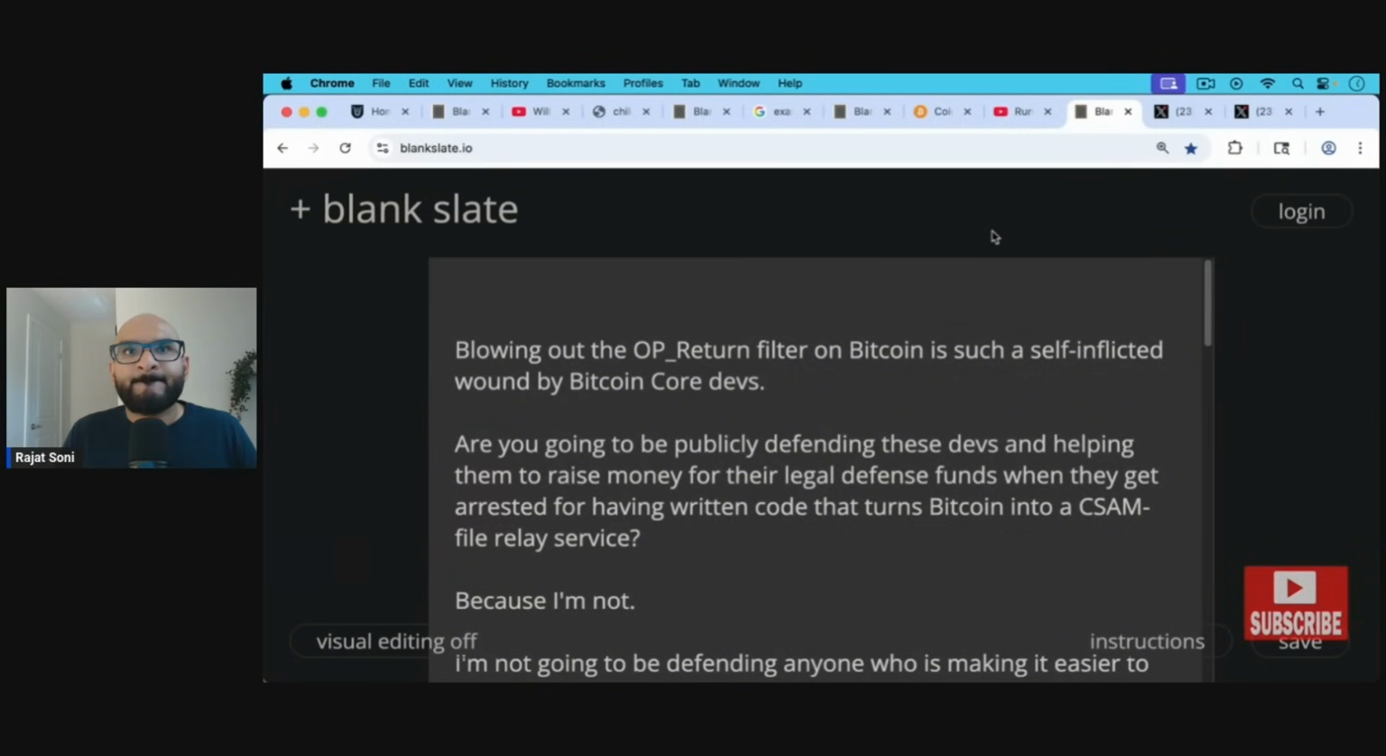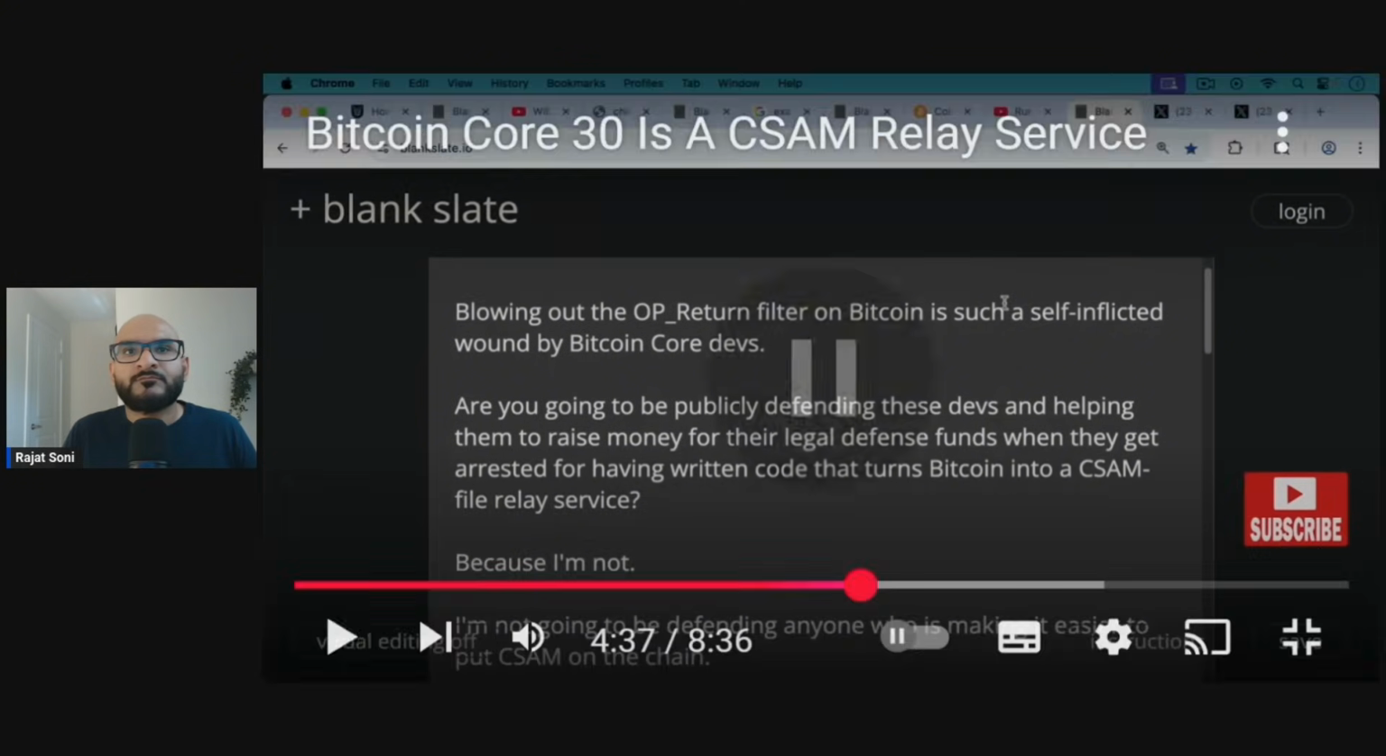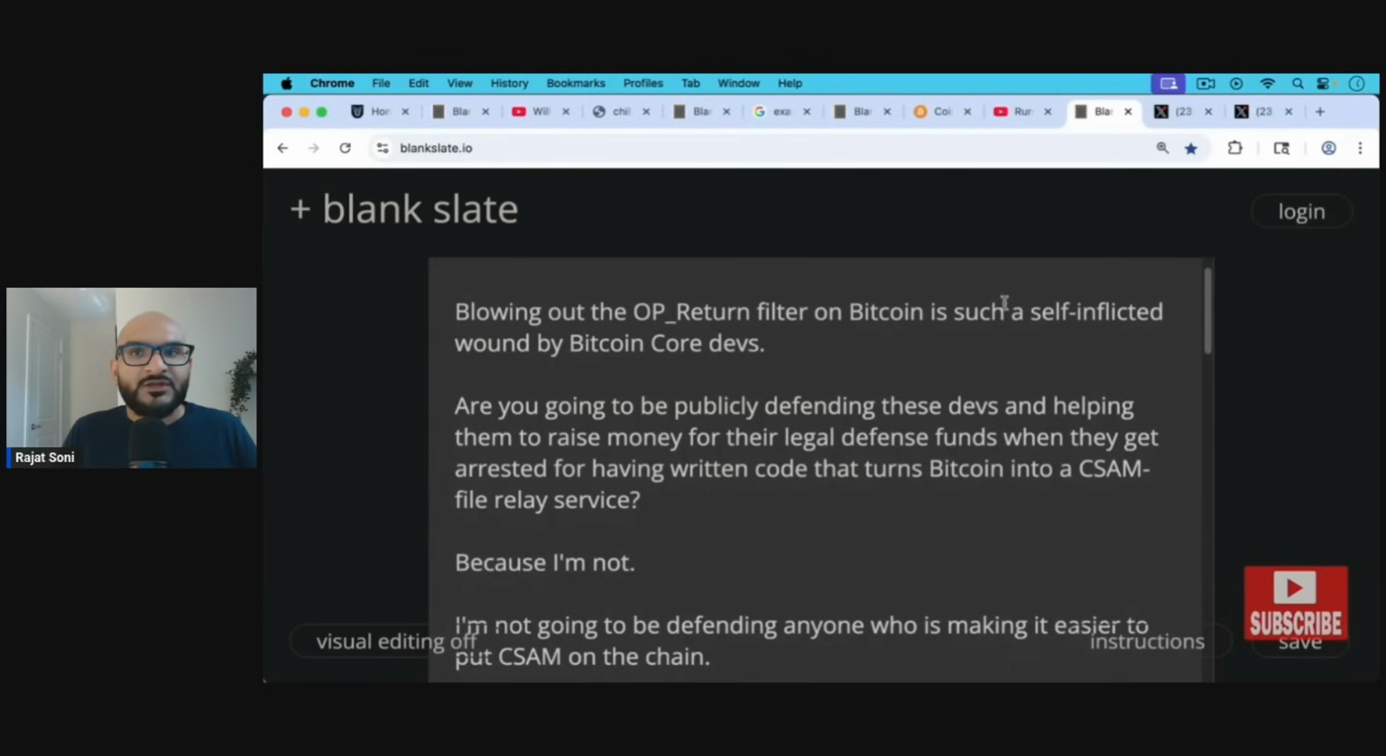Are you going to be publicly defending these devs and helping them to raise money for their legal defense funds when they get arrested for having written code that turns Bitcoin into a CSAM file relay service? Because I think that what's happening here is a lot of Bitcoin developers and the maintainers want to leave their mark on Bitcoin. They know that Bitcoin is going to be around for the next 100 years, for the next 1,000 years, until humanity is around.